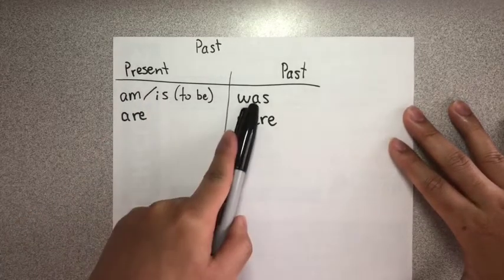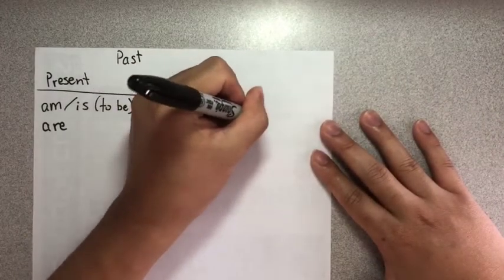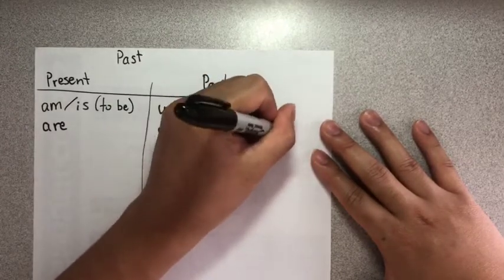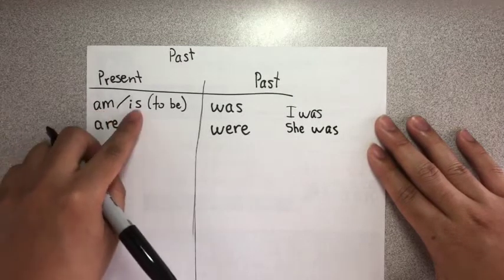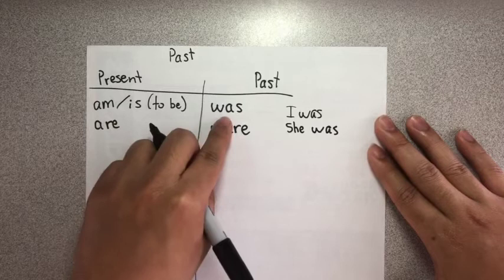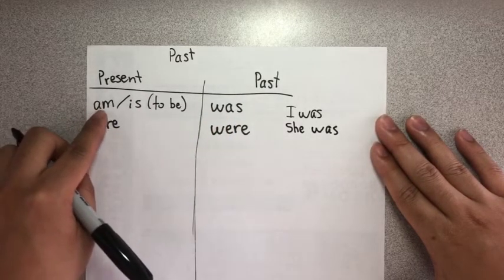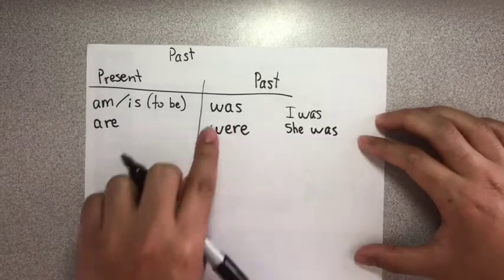In the past, we say was. We say I was, she was, he was, and it was. So am and is are the present tense. So in the past, we say was. So we say, I am at the store. In the past, we say, I was at the store.